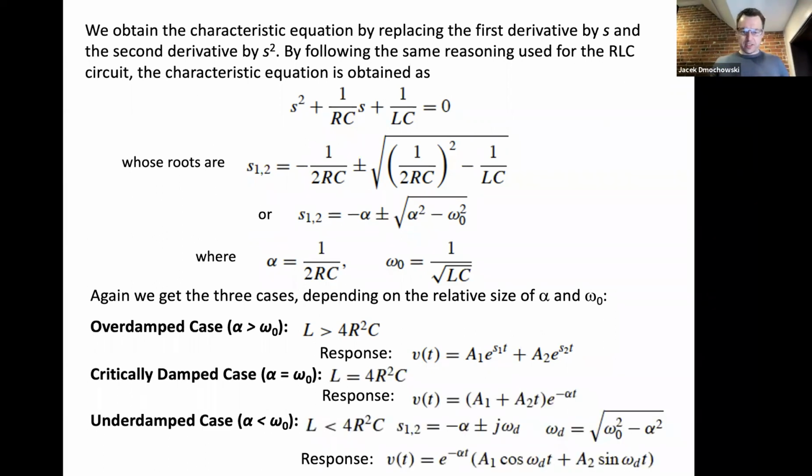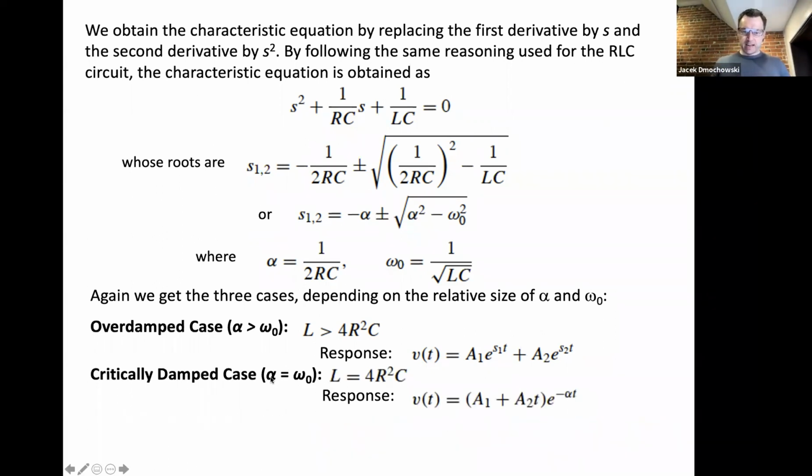The second case is the critically damped case, when alpha is equal to omega. That's when what's in the square root is equal to 0. And the only solution here, the only root, is negative alpha. So here the trick is that you multiply your second coefficient by a linear function to get a valid solution to your original differential equation.